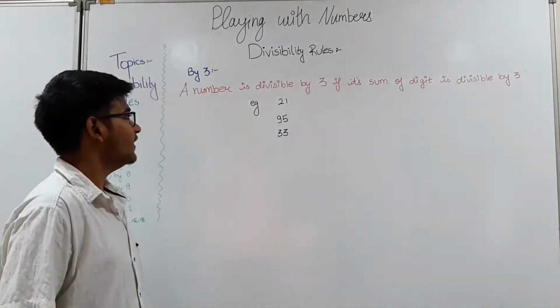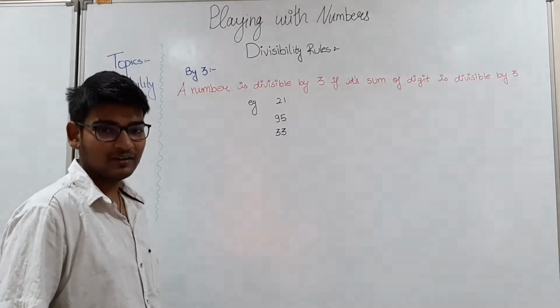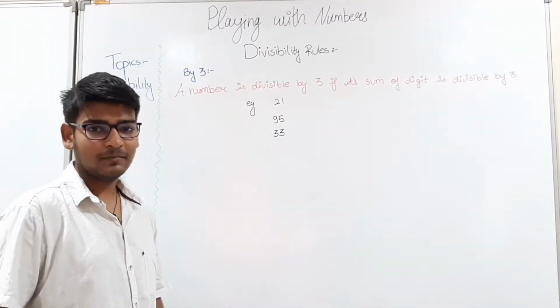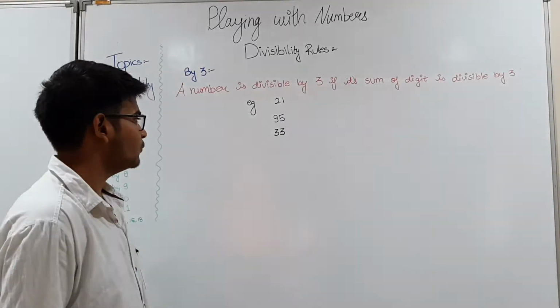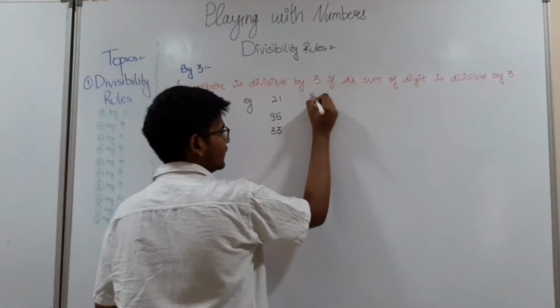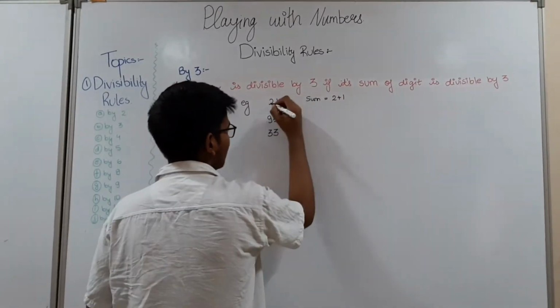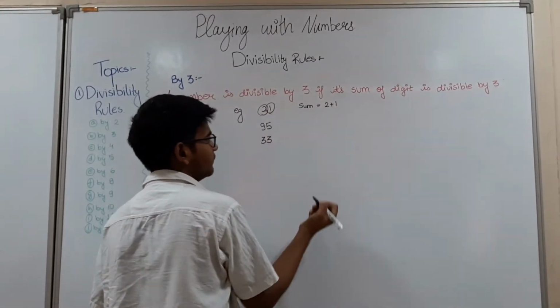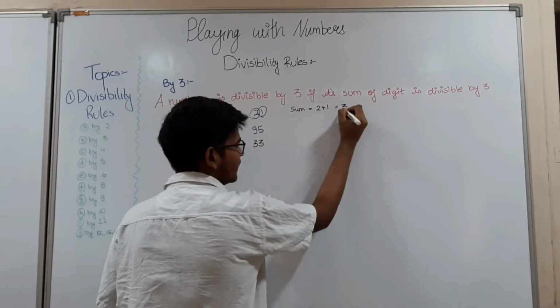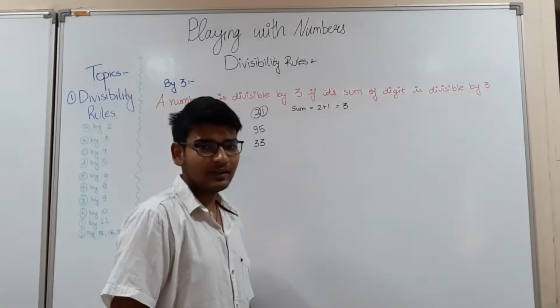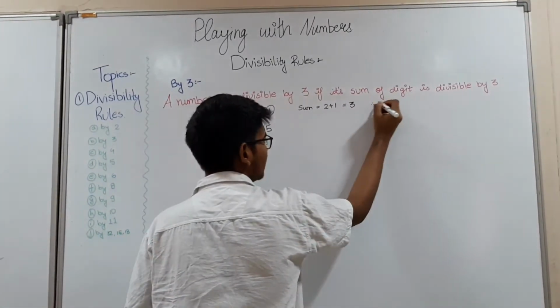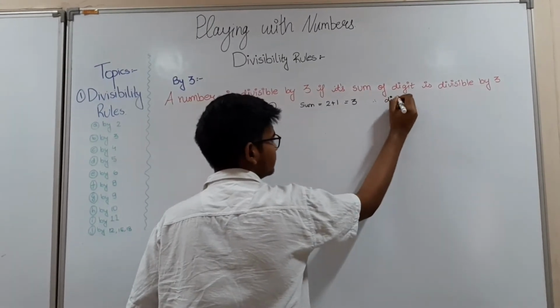According to this rule, a number is divisible by 3 if its sum of digits is divisible by 3. Let us take the example of 21. Here, the sum is 2 plus 1, as the digits are 2 and 1. So that is 3. Since 3 is divisible by 3, therefore 21 is divisible by 3.